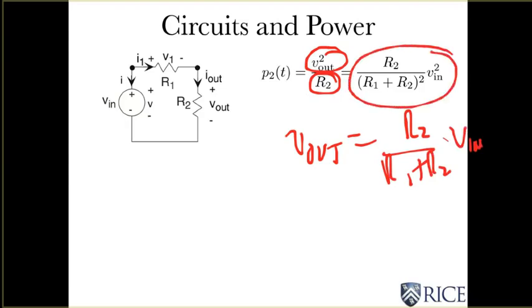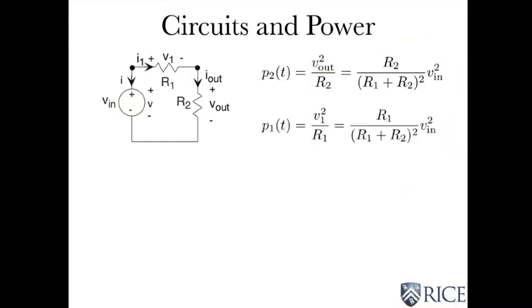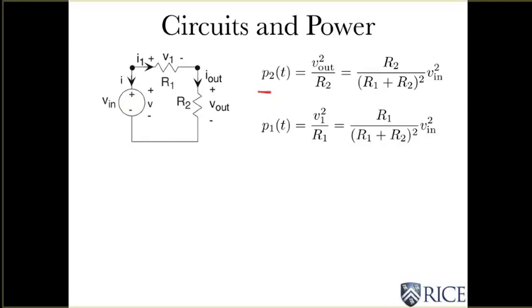And similarly, the power dissipated across resistor 1 is given by a similar expression where R2 is replaced by R1. I think that's pretty easy to see. Because these are positive valued powers, right? Resistors are always positive valued, and we're squaring the voltage coming in. It turns out that means these two resistors dissipate power. They consume it. Well, it has to come from somewhere.